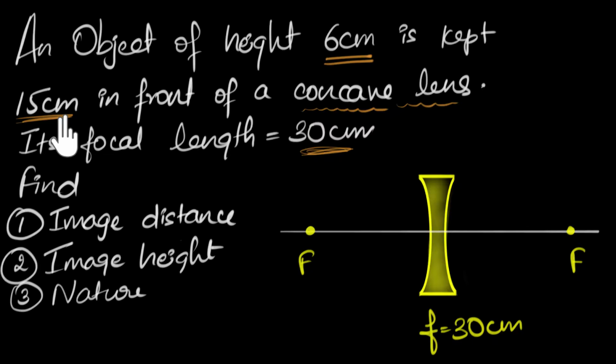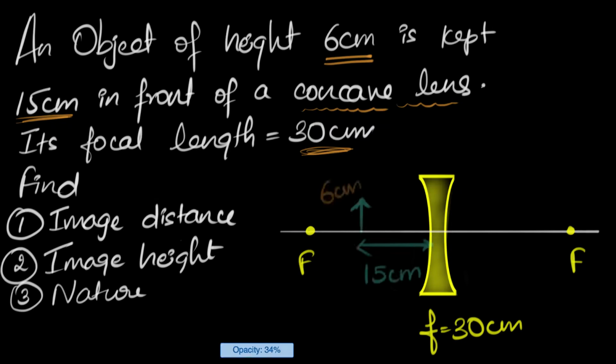Then we have an object of height 6, but it's kept 15 centimeters in front of the lens. So let's draw an object. Here is our object. This height over here is 6 centimeters, and it's kept 15 centimeters in front of the lens. I know it's inside the principal focus because this is 30 centimeters. Now you don't have to draw it with such precision, but there it is.